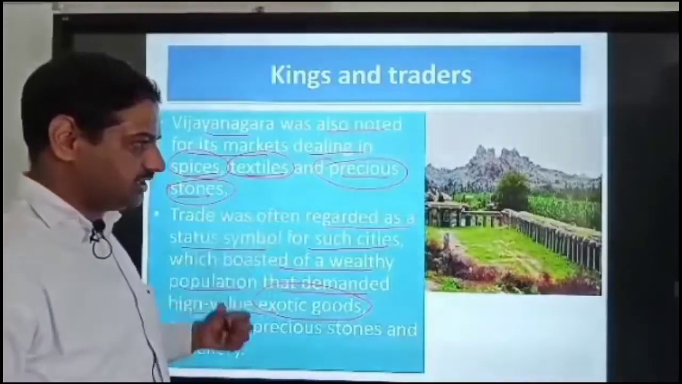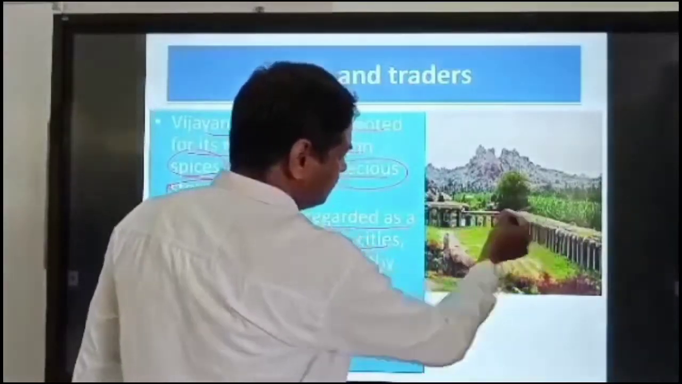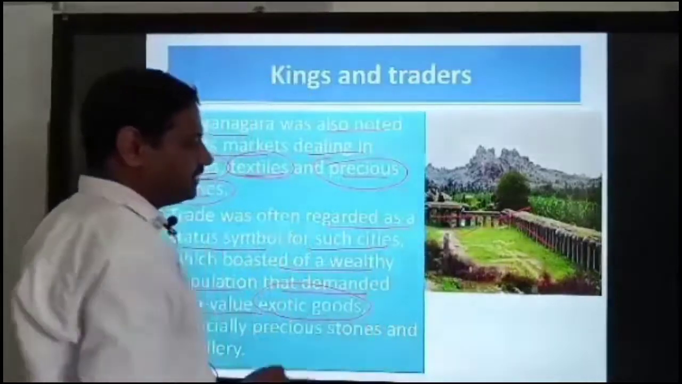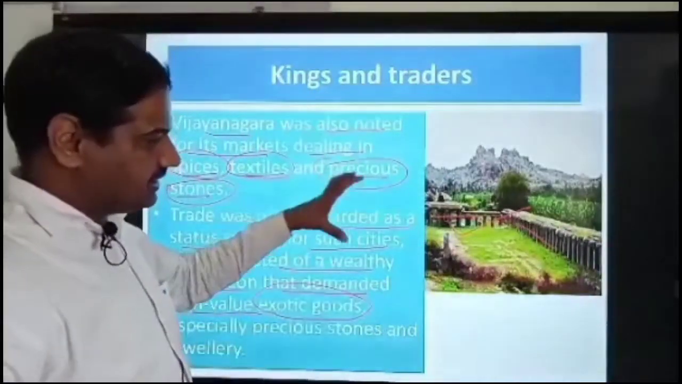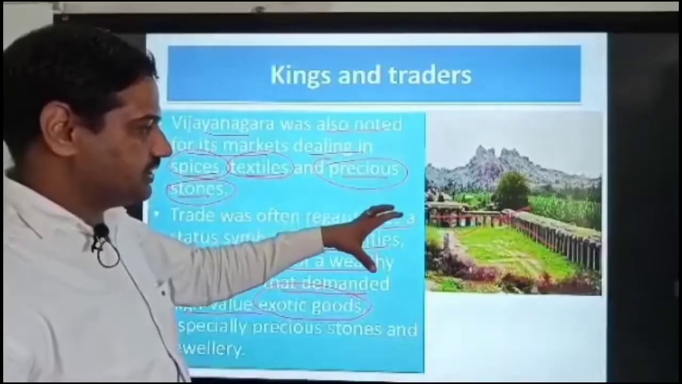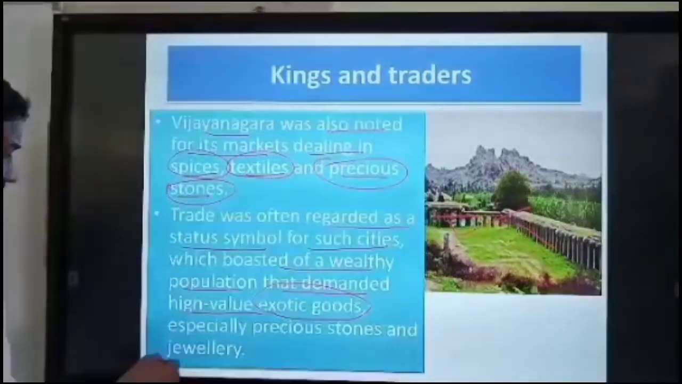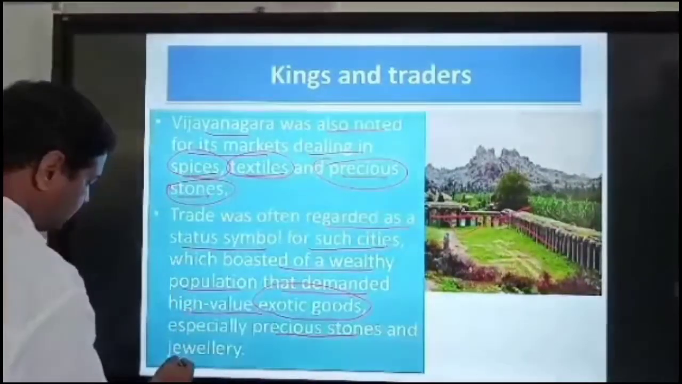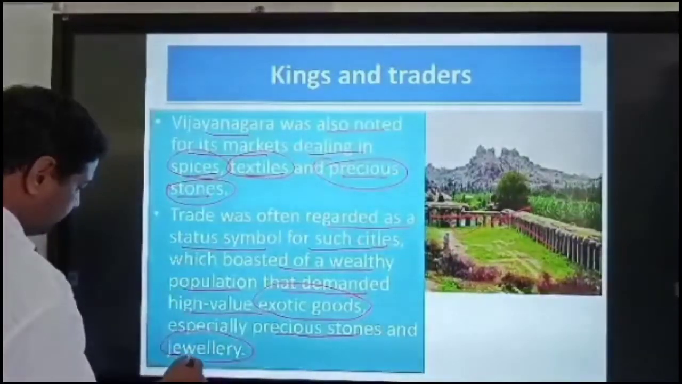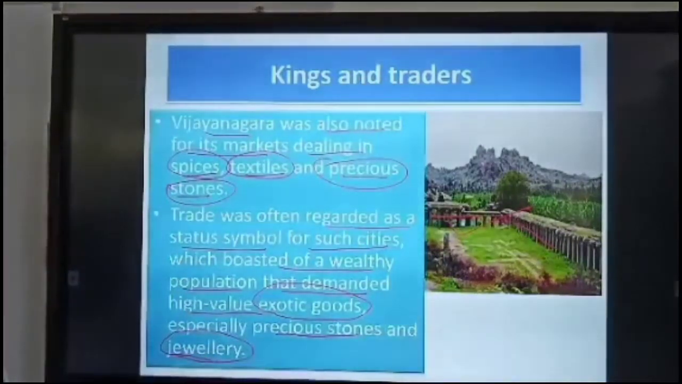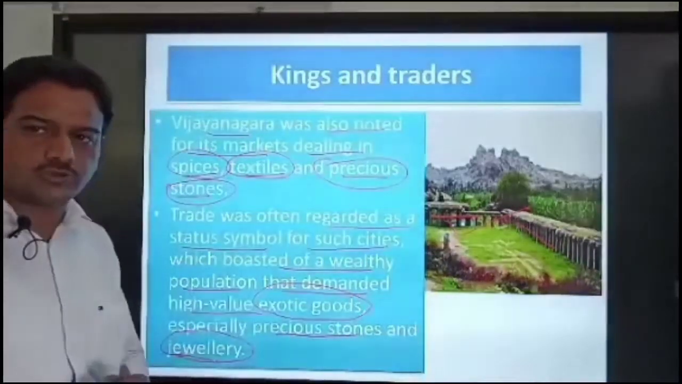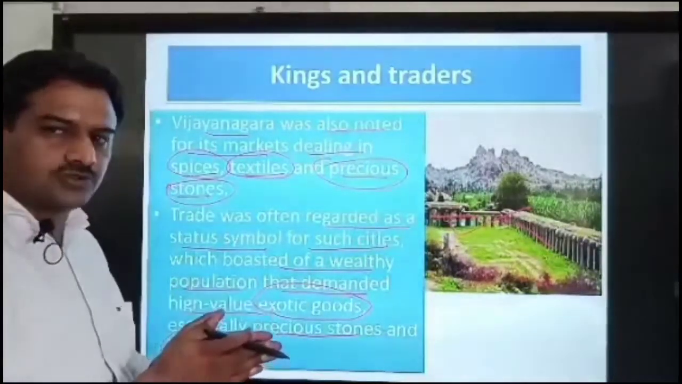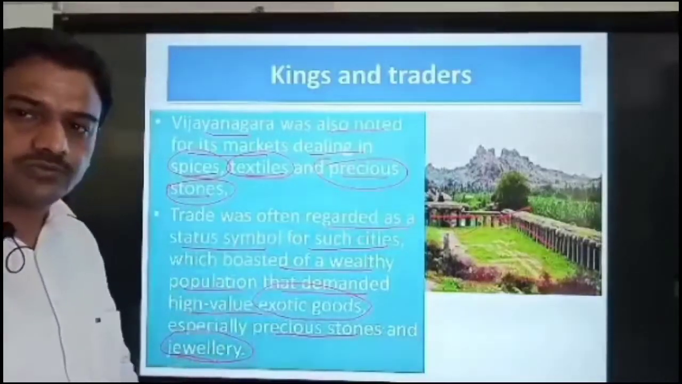Because of the trade. Here you can see the ruins of a market, and the bazaars were lined in this way. So this is a market of Vijayanagara, and we can still get to know about the ruins of Vijayanagara from this site. Especially precious stones used to be found in the Vijayanagara markets, and these were the jewelries. Jewelries can be demanded by a rich person only, and the people of Vijayanagara used to be very prosperous because of the trade, and the trade was taking place from the western coast of India, which was controlled by the ruler of Vijayanagara.